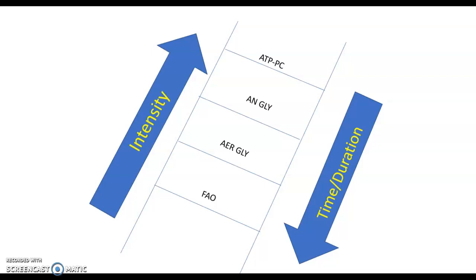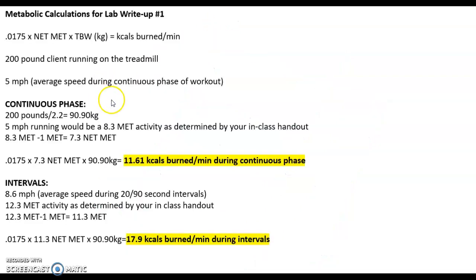Most of you did a really good job understanding that ladder, and that you were working your way up the ladder as intensity increased, and then down the ladder as the intensity decreased or as you were in your rest periods. The other big key concept that we discussed in the lab write-up was metabolic calculations. Some of you missed this section of the lab write-up, so you missed somewhere between 4 and 5 points for that. And then some of you just didn't quite have it under control.